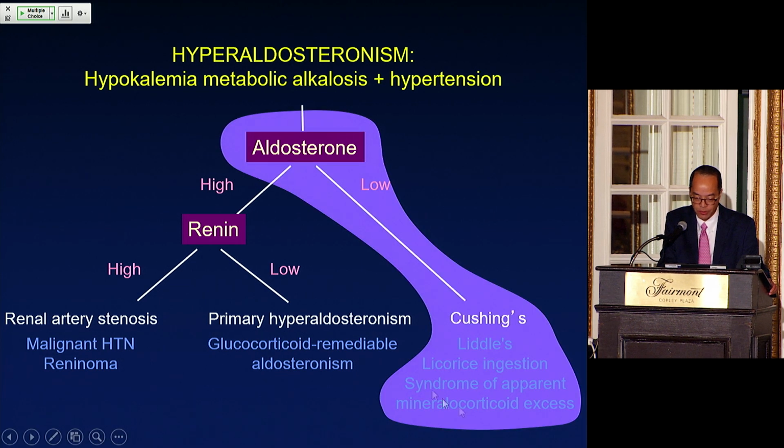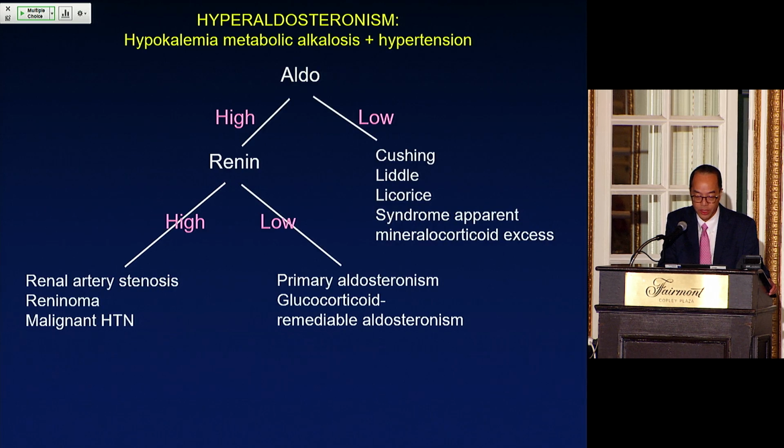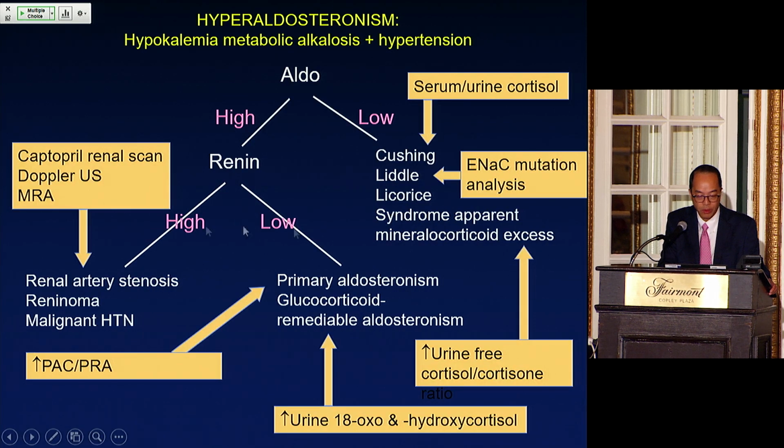And so this patient was in this group, and you first have to rule out Cushing's before you start searching for the rarer disorders. And this is to remind you of some of the tests that you could do for these. So one of the answers on this question was urine 18-oxo and hydroxycortisol. Well, that's to detect glucocorticoid remediable aldosteronism.